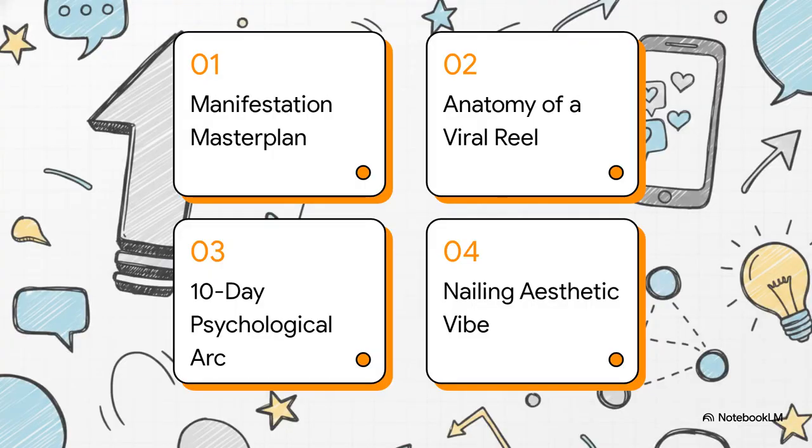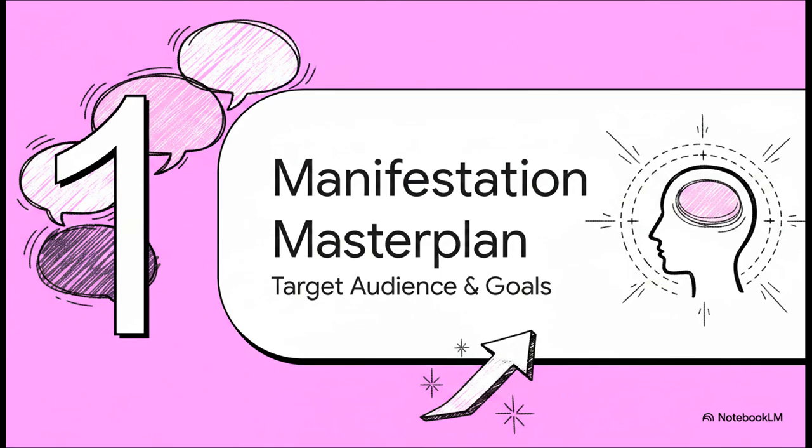To really wrap our heads around this machine, we're going to break it down into 4 parts. First, the manifestation master plan. Second, the anatomy of a viral reel. Third, the 10-day psychological arc. And finally, nailing the aesthetic vibe. Kicking things off with part 1, the manifestation master plan.